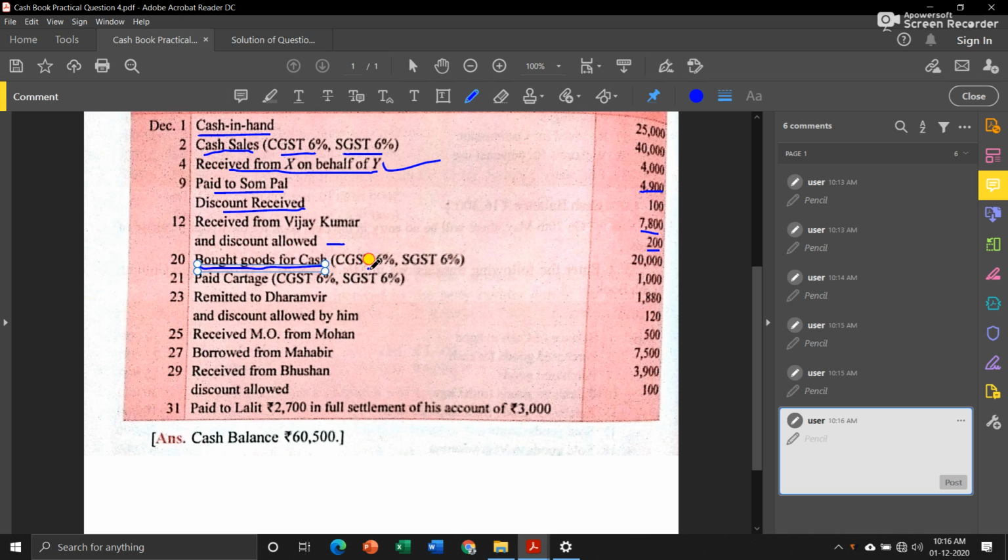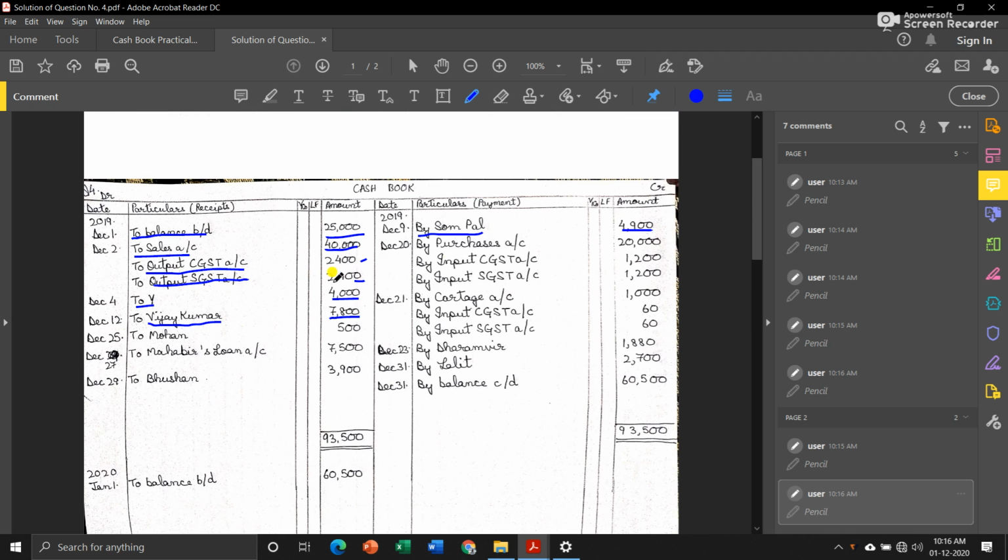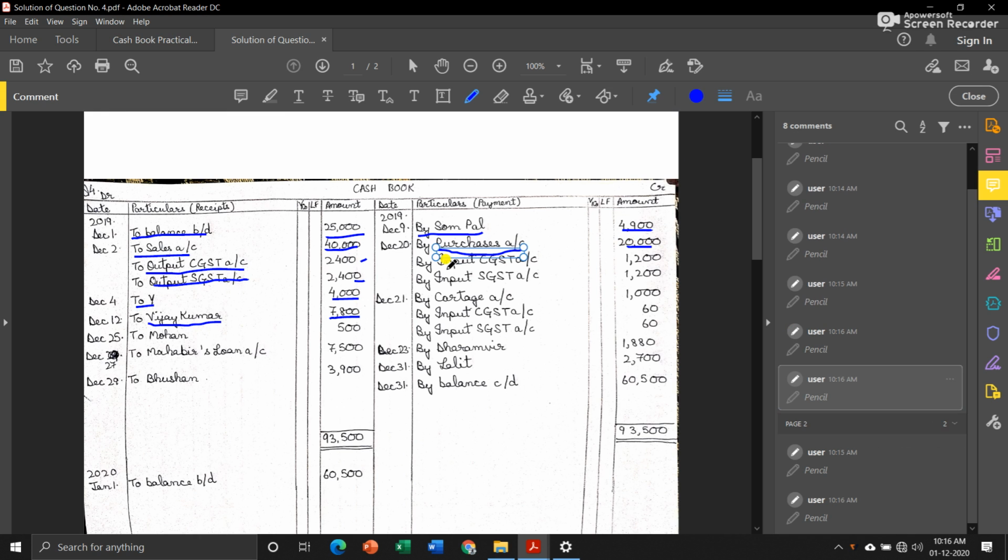Then next, on December 20, we bought goods for cash. Here also we have CGST of 6% and SGST of 6%, and this 6% we will calculate on 20,000. Since it is a purchase, that means we have made payment, so we will write it on the credit side by writing "By purchases account" rupees 20,000. While purchasing goods from our supplier, we pay GST to them. So that means CGST and SGST is also a payment. So we will write it on the credit side by writing input CGST and input SGST. Now you have to be careful about when to write output CGST and input CGST.